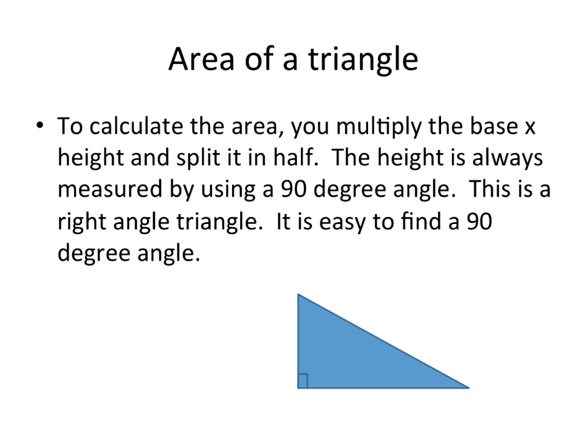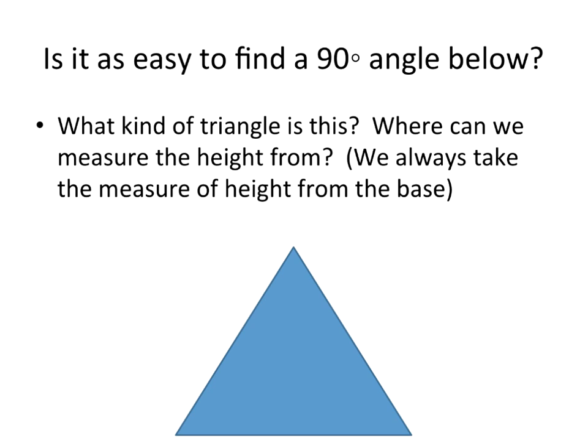Now the height is always measured by using a 90-degree angle, and this is a right angle triangle. So that one's really easy to find a 90-degree angle. So what you're going to measure here, you're going to measure height all the way. Can you see my hand moving? And then you're going to measure base. All right. So this one is relatively easy. A 90-degree angle, no problem. So a right angle triangle, easy. Some of the other ones, not so easy. So let's take a look. I'm going to go over the page.